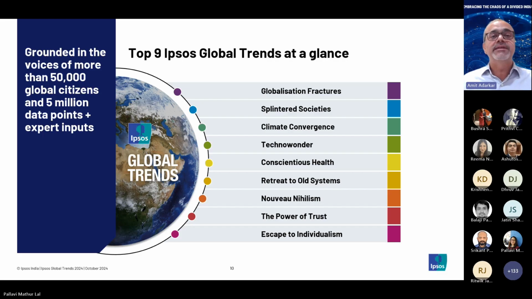Within countries, which actually leads me to the second trend, which is what we would call splintered societies. Now, obviously, globalization fractures are more at a country level. But what is interesting is that within countries, within societies, we continue to see an increasing amount of splintering. Now, 2024 was a very interesting year.